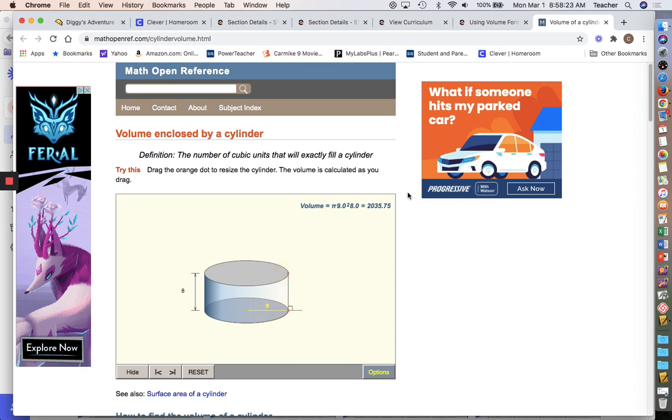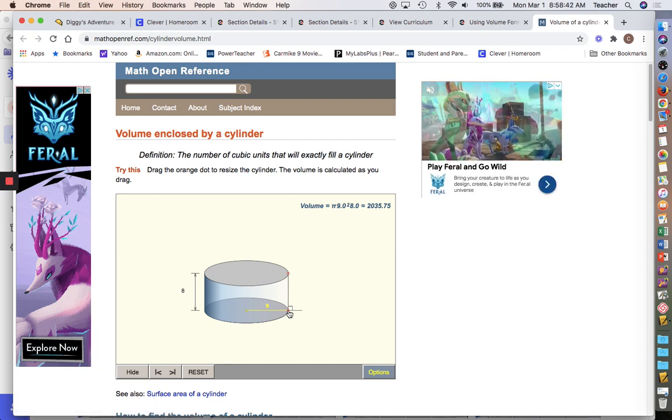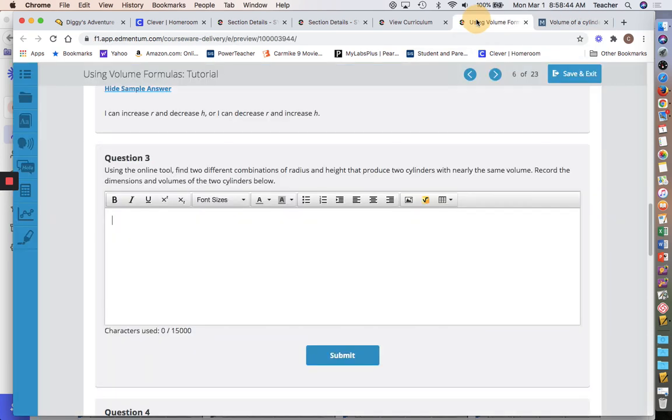Okay, so it's about 2035.75. So 9 and 8. 9 and 8. Alright, if I switch them, make this an 8 and 9. I'd think they'd be smaller than that, wouldn't they? Alright, so let's write this one down.